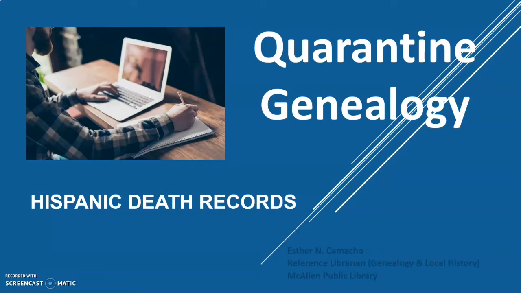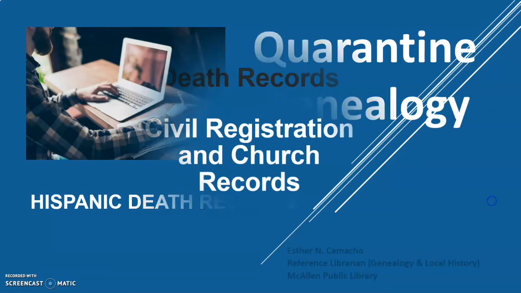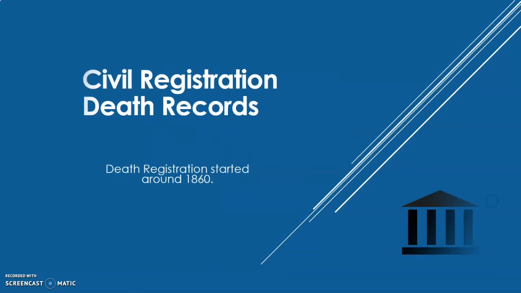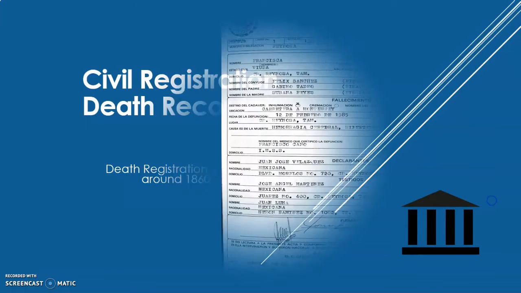We are going to be discussing Hispanic Death Records. When you are looking at Hispanic death records or records from Mexico, you are going to be looking at two different types of records: the civil registration, which are the government records, and the church records. Civil registration started around 1860. That is when the government required that everybody be recorded, because you had the Catholic Church and you had the government agency, so you're going to actually have two different records.